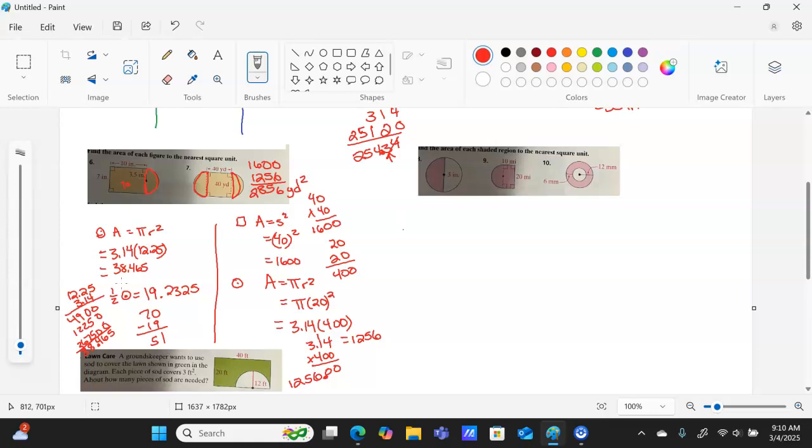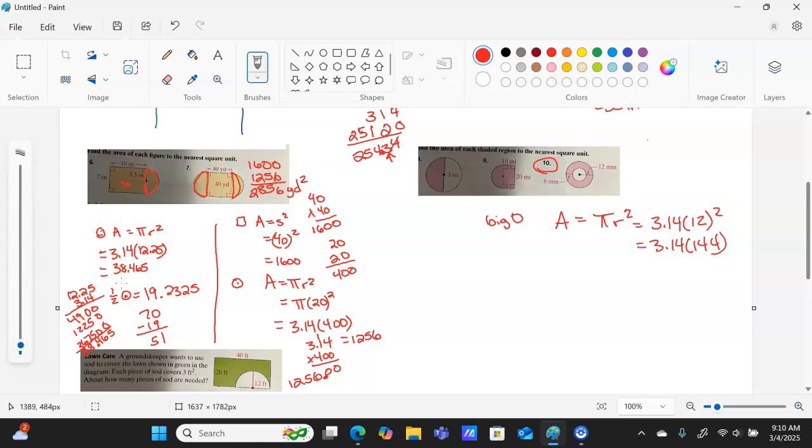And then here, find the area of the shaded region to the nearest square unit. I did not have you do all of these. I think the only one I had you do was number 10. So you've got two circles. You've got the big one, which is pi r squared. So 3.14 times 12 squared. So 3.14 times 144.